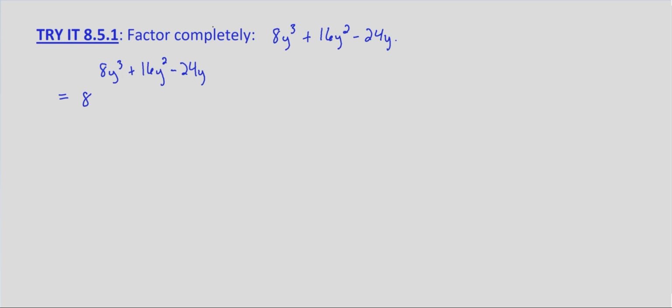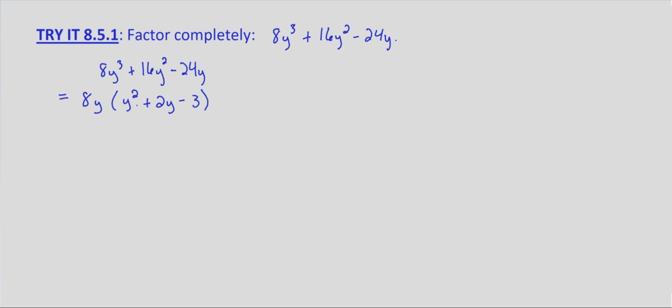Now what about the variables? We have y cubed, y squared, and y. So the greatest common factor of all three of them is just y. So we factor out the 8y. That leaves us with y squared, because 8y times y squared is 8y cubed, plus 2y minus 3.